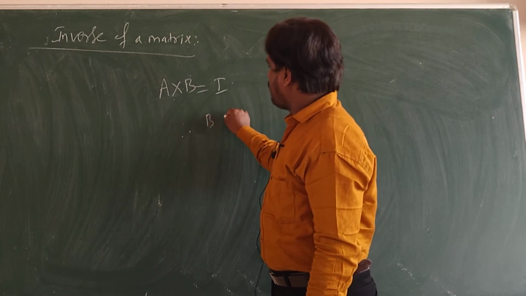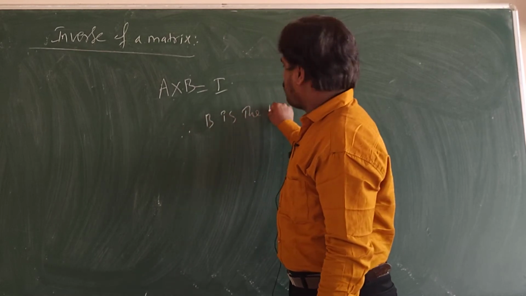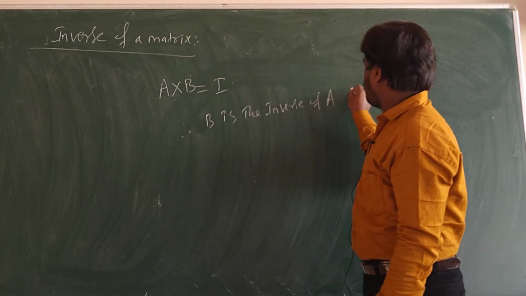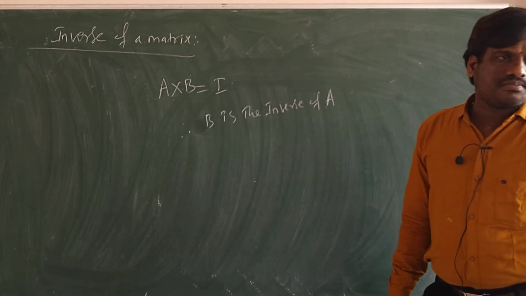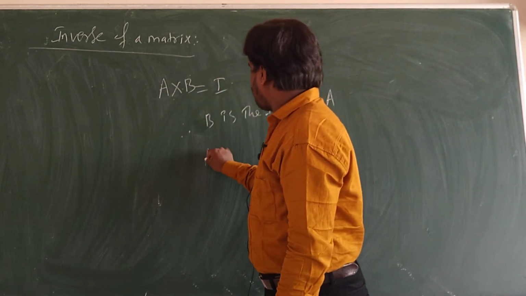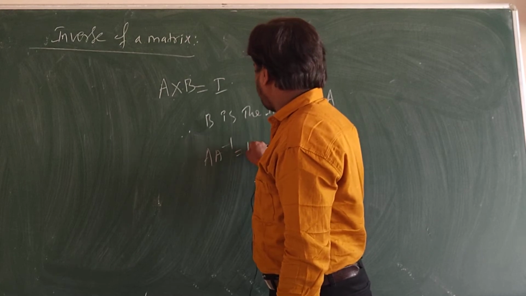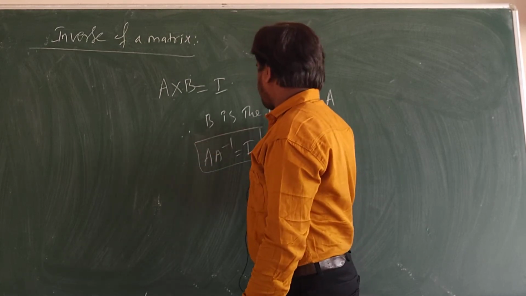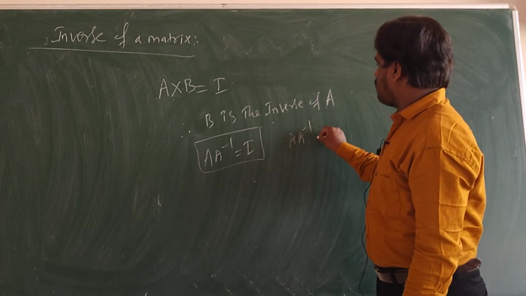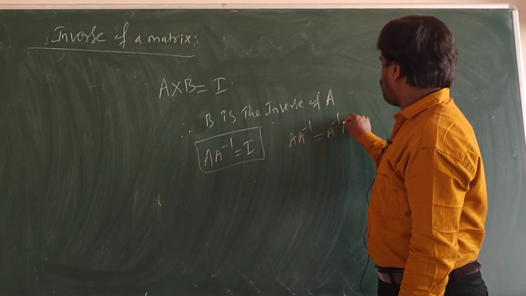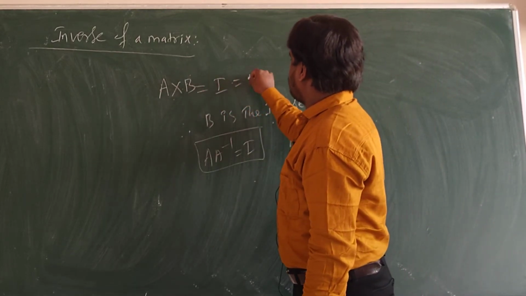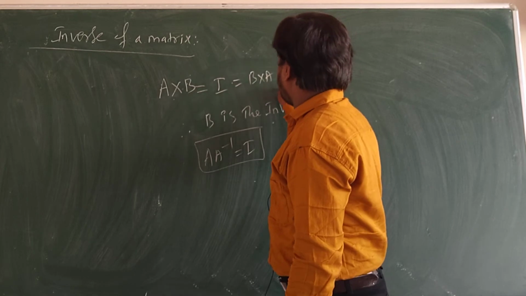So I can write B is the inverse of A matrix. How do we denote this? A into A inverse is equal to I. This is the definition. A into A inverse is equal to A inverse into A is equal to I. Means A into B is equal to B into A is equal to I.